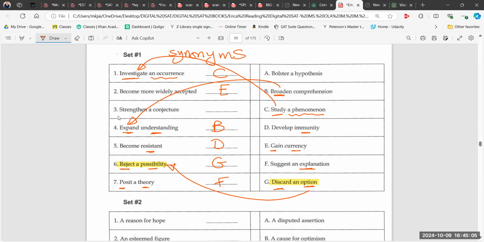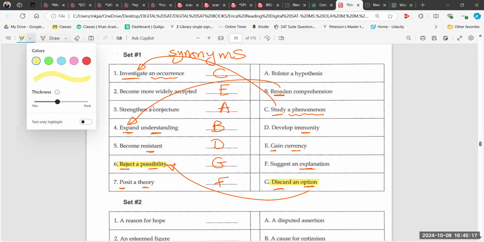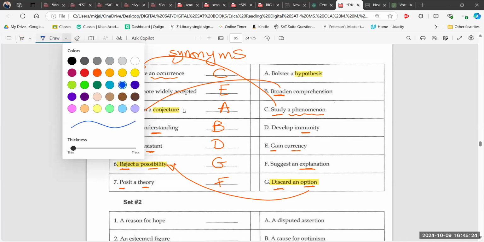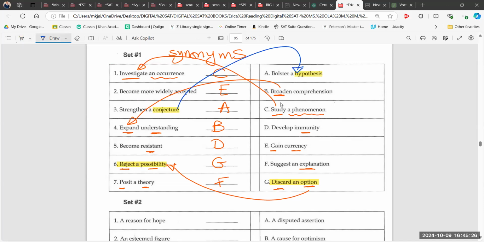You want to do the last one? Yes, go ahead. Strengthen a conjecture. I'm left with A, which is bolster a hypothesis. What's a conjecture, habibi? A conjecture is a hypothesis. Something like a suggestion, something that you haven't proved yet, something that you don't have enough evidence for. When you bolster, you try to strengthen.